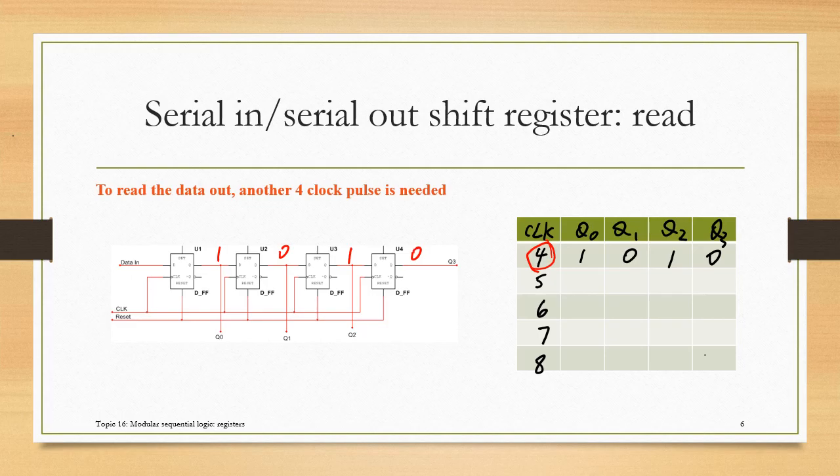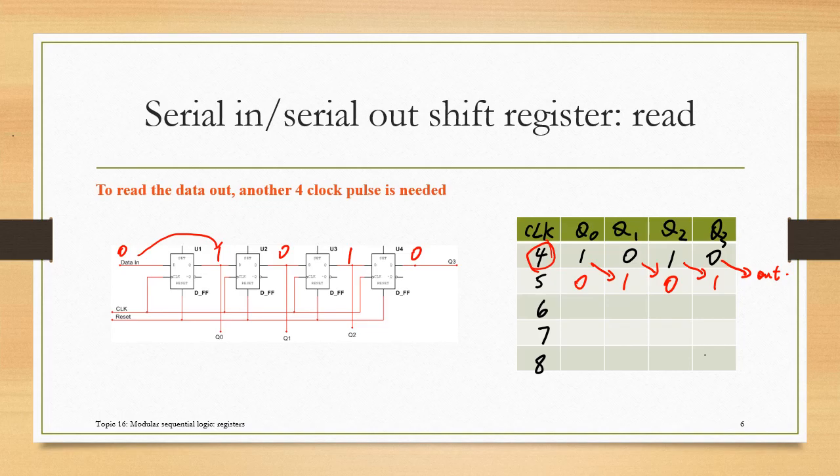Since I can only read 1 bit at a time, I still need another 4 clock cycles. At the 5th rising edge, the first bit will be read out. This 0 will be read out to the data bus or data line, and the Q2 value will shift, Q1 will shift, this will shift too. Because there's no new data coming, it's always 0 now, so the data is still shifted here, but it's always 0.